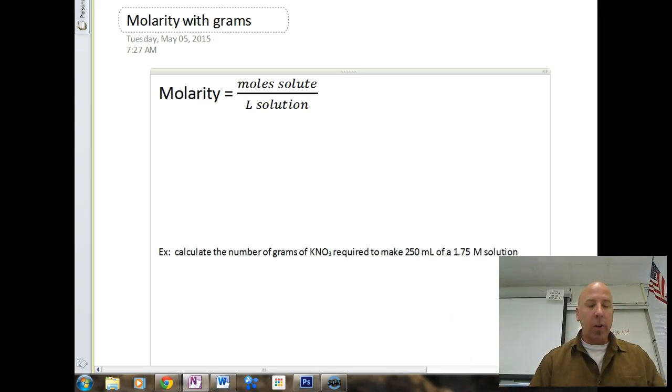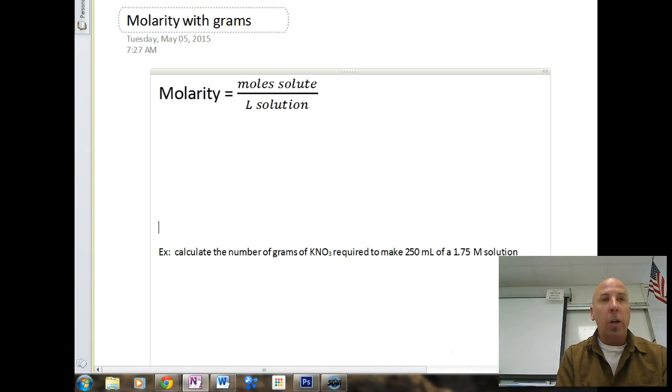Okay, this is our second talk on molarity. You should have watched the first video, which was molarity by itself, and now we're going to incorporate mole to gram and gram to mole conversions, because this is very helpful for chemists to be able to measure out the number of grams of a solute and then dissolve it into a solution to form a certain molarity.